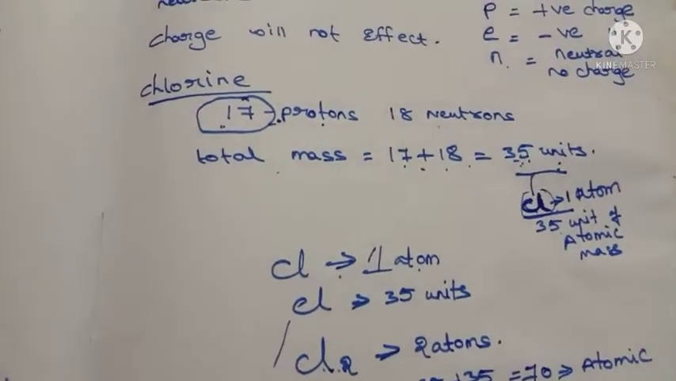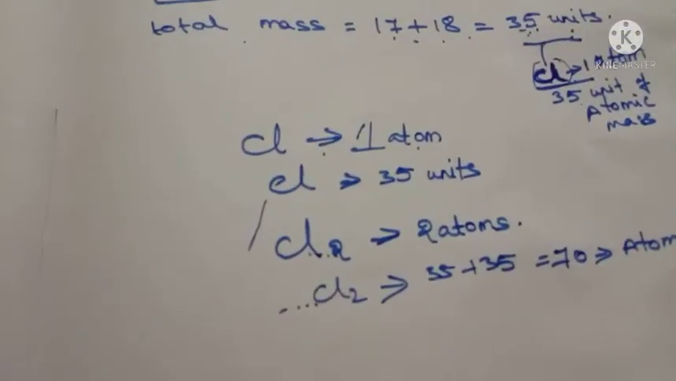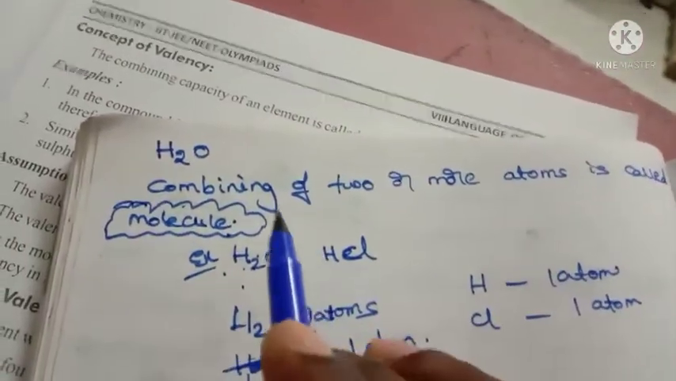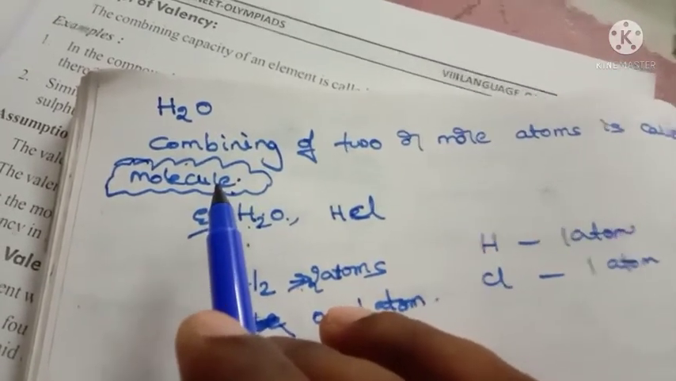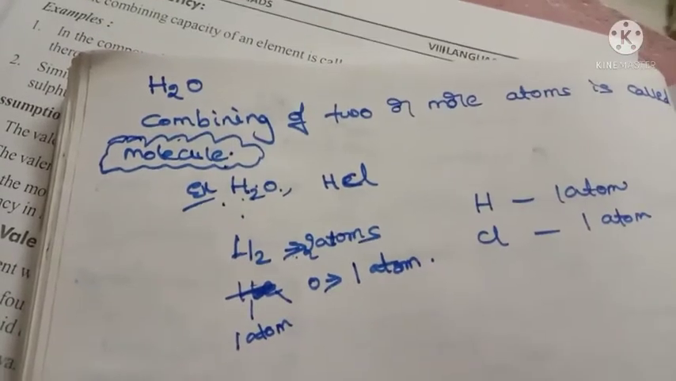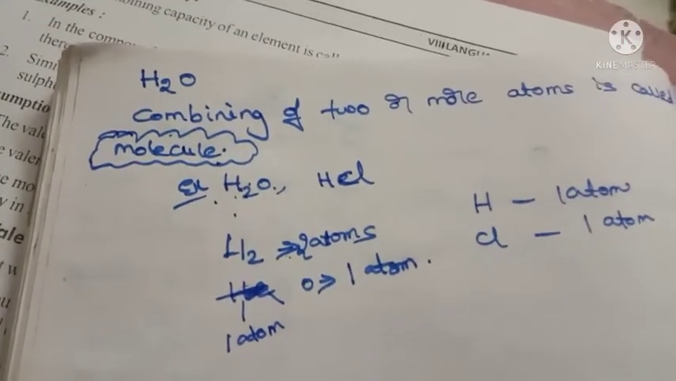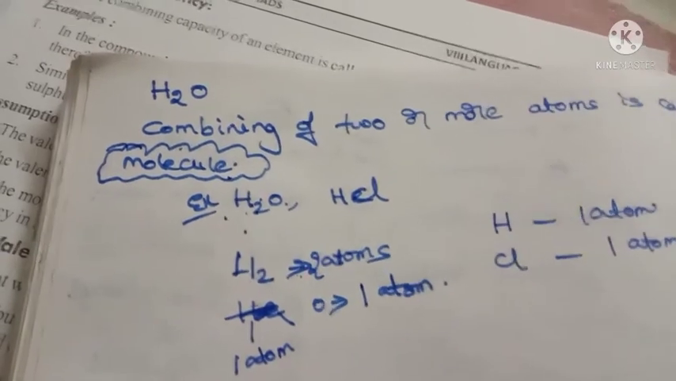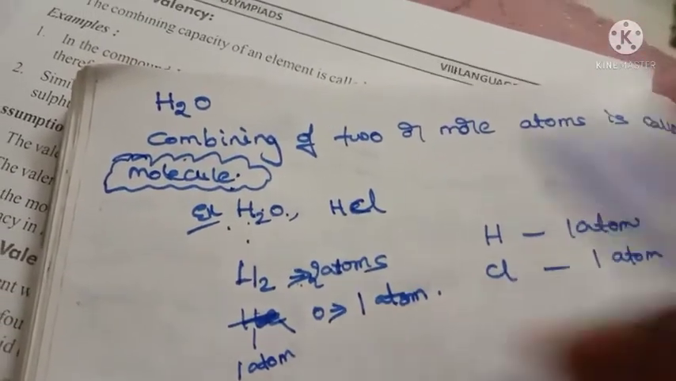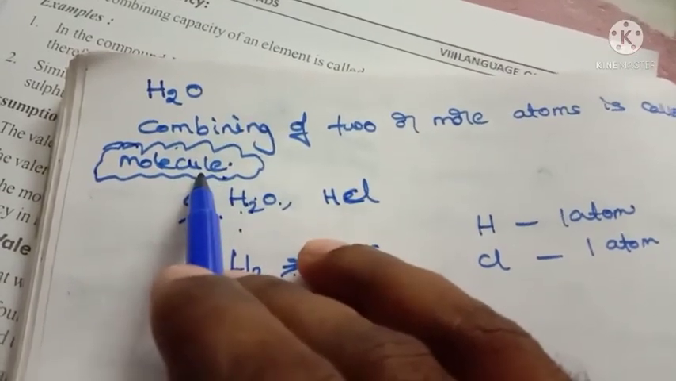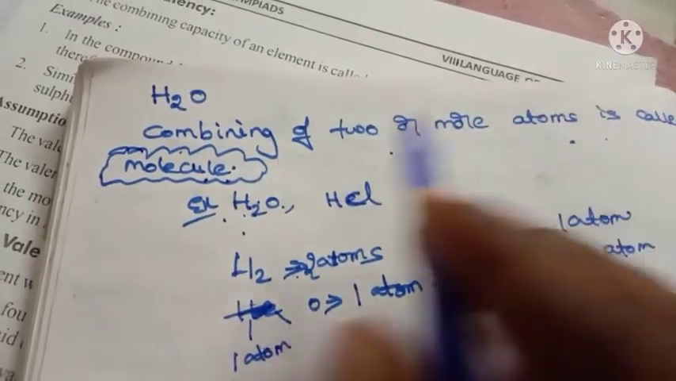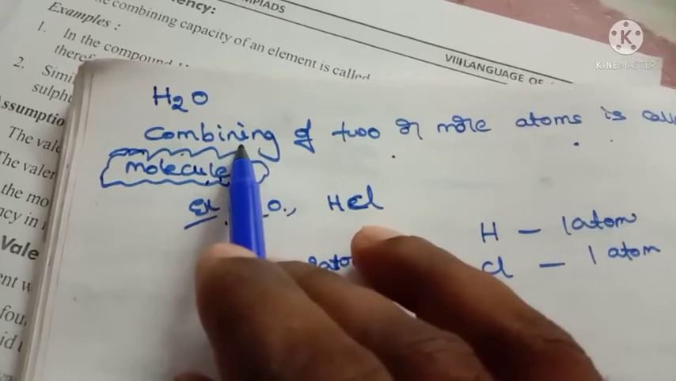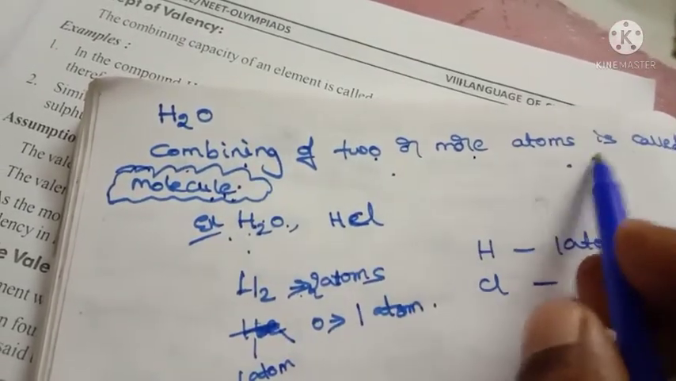Now my dear children, let us come to the next topic, atomicity of elements. Till now we have seen what a symbol is, who invented this symbol, the significance of symbol, atomic mass and atomic number. Now see molecule. What is a molecule? Combining of 2 or more atoms is called a molecule. Once again, combining of 2 or more atoms is called a molecule.